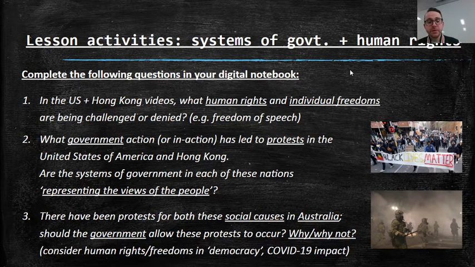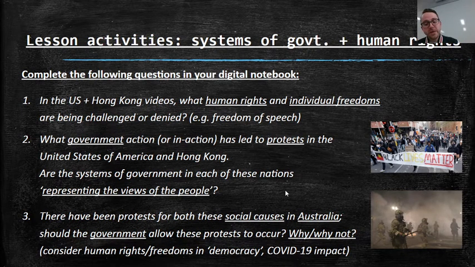Question 2. What government action or inaction has led to the protests in the USA and Hong Kong? So what are the causes of these anti-government protests? And are these systems of government in each of these nations representing the views of the people? So that's really a yes or no question. Are the governments in America and Hong Kong supporting their people with their actions? So if the people are asking for one thing and the government is doing another thing, they're probably not. So I'll get you to think about that. You can offer your own opinion.